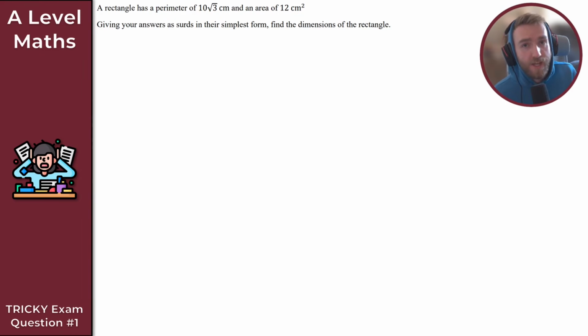So let's just get started here then with the very first question in our brand new series on tricky A-level maths exam questions. Now, as we can see then for this question here, we have a rectangle that has a perimeter of 10 root 3 centimeters and an area of 12 centimeters squared. It then says, given your answers as surds in their simplest form, find the dimensions of the rectangle.